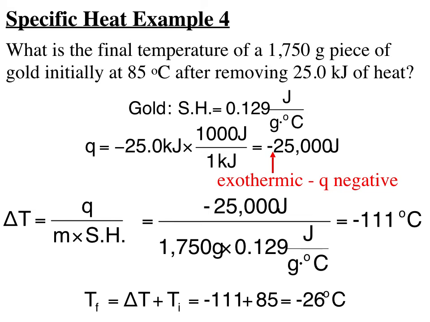Now that should make sense. If I'm removing heat, the temperature should go down. If I'm adding heat, the temperature should go up. Now this negative 111 does not reflect the final temperature of the gold. That is the change in temperature of the gold, and delta T is TF minus TI. So when I rearrange that, TF is delta T plus TI, and that will be equal to negative 26 degrees C.